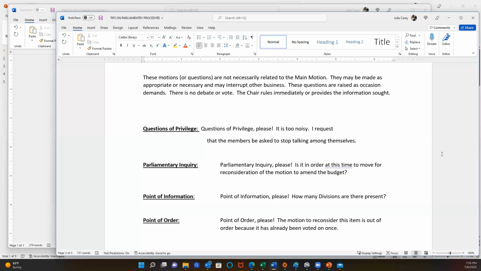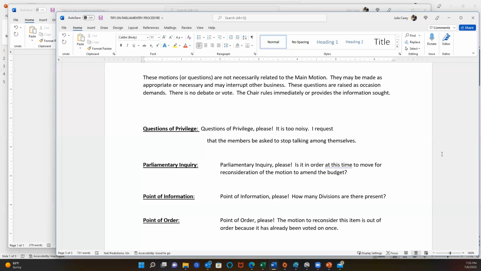So that comes after question of privilege. A point of information, that would be, you need to know something like how many divisions are present, or I didn't hear that we'd established a quorum, something that you think you didn't get.